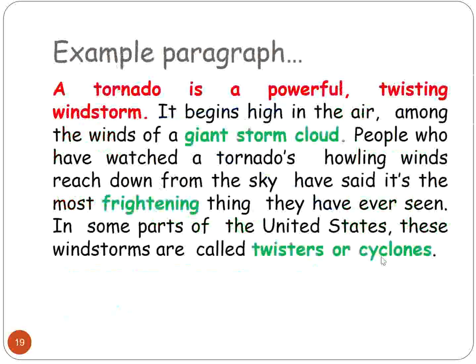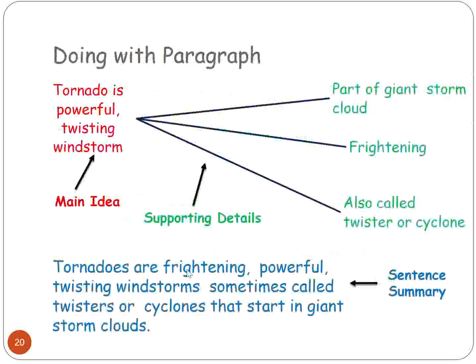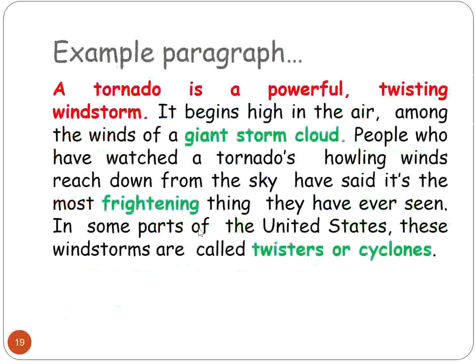These are the supporting details that we have highlighted, we have noted down, and then we have written it into one sentence summary. The tornadoes are frightening, powerful, twisting windstorms, sometimes called twisters or cyclones, that start in giant storm clouds. ठीक है, so giant storm clouds से वो start होते हैं. So this is what a sentence summary. ठीक है, कि उसी बात को हमने we have converted the entire paragraph into one sentence.